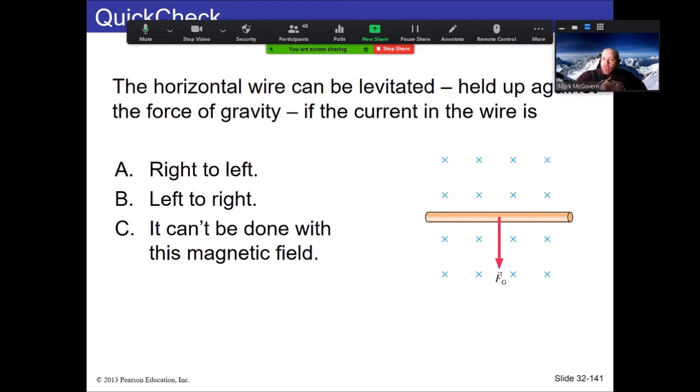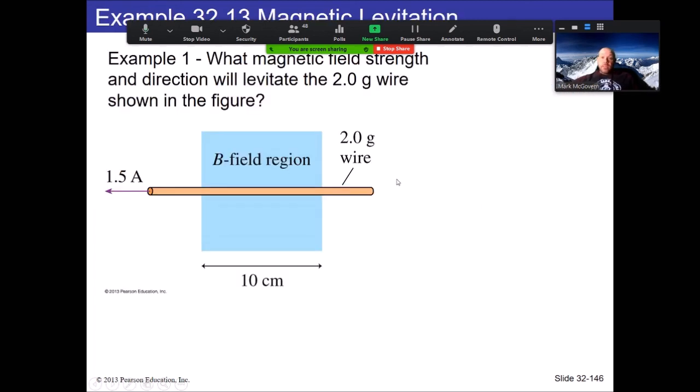So L cross B. Let's try going to the right first. Open that palm up into the screen. Force is upward. That seems to work. Left to right apparently works. If you go right to left, you're just going to make this thing fall a lot faster. So it is left to right. Excellent. Let's put some numbers.